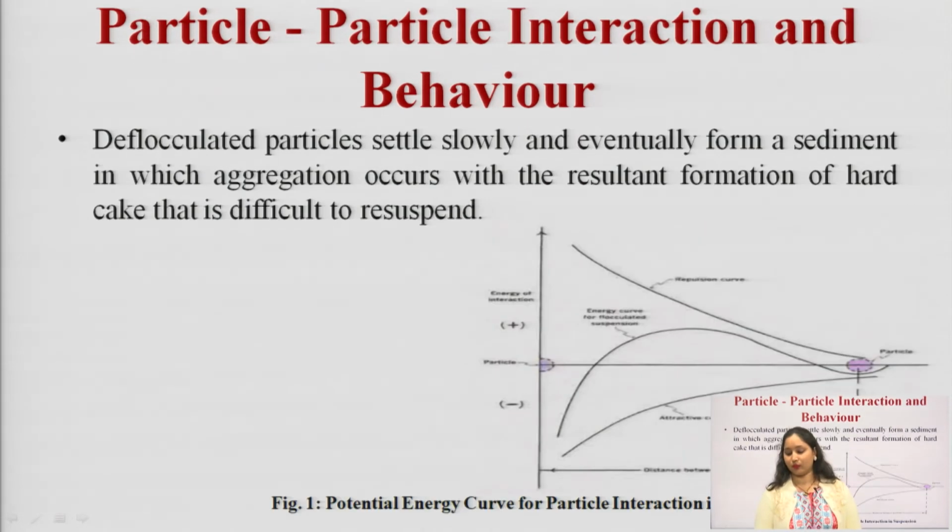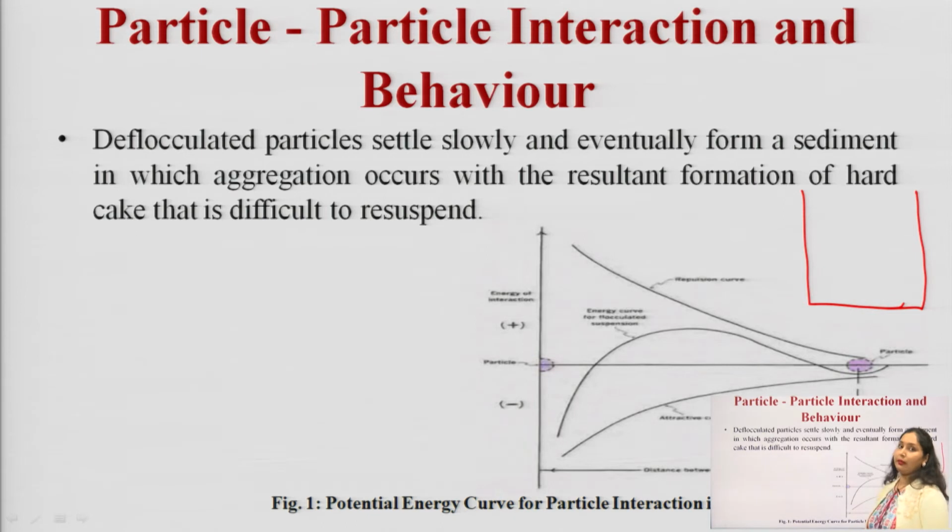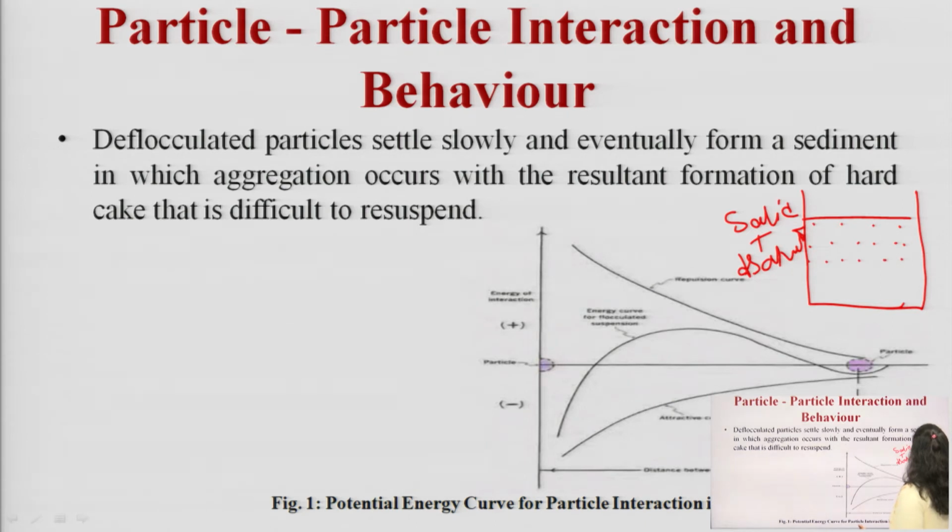So, what will happen actually when we prepare a suspension? Suppose we take any solid, for example, bismuth subnitrate, and we dissolve it in the medium. We take any solid, which will disperse in any solvent. What will happen in the initial state when we disperse the particles in the dispersion medium?